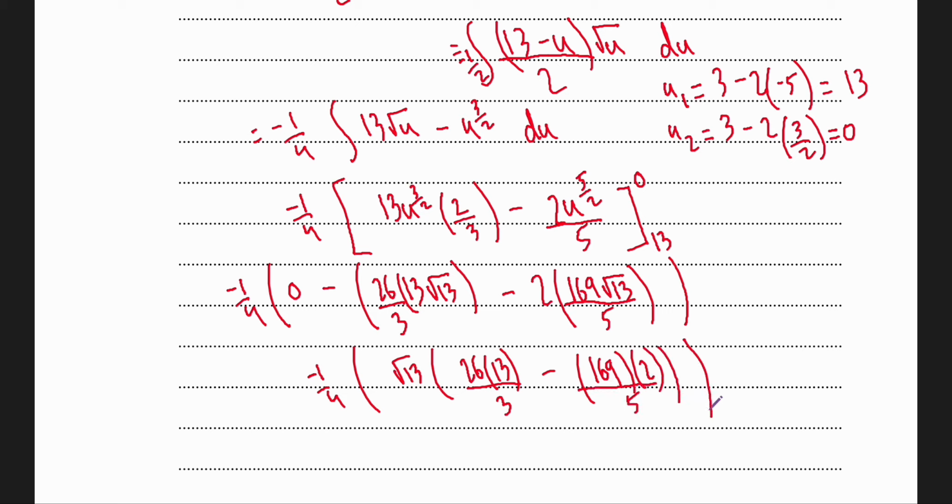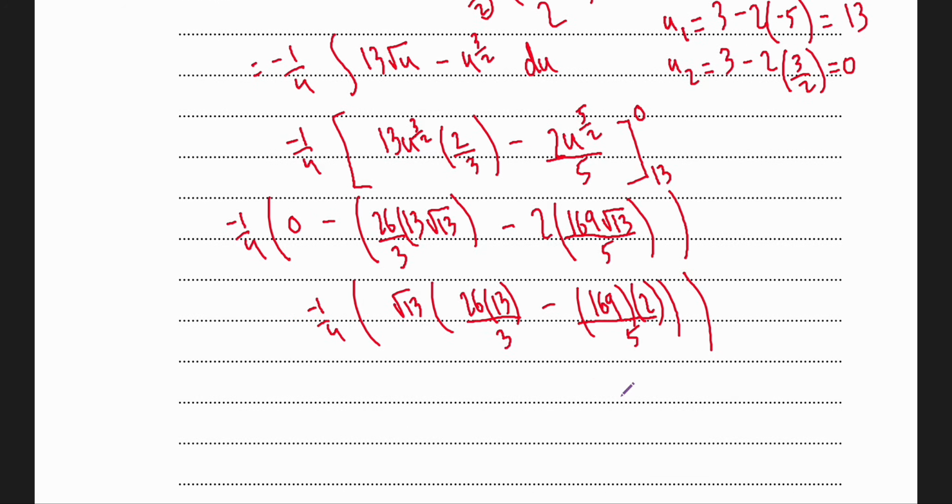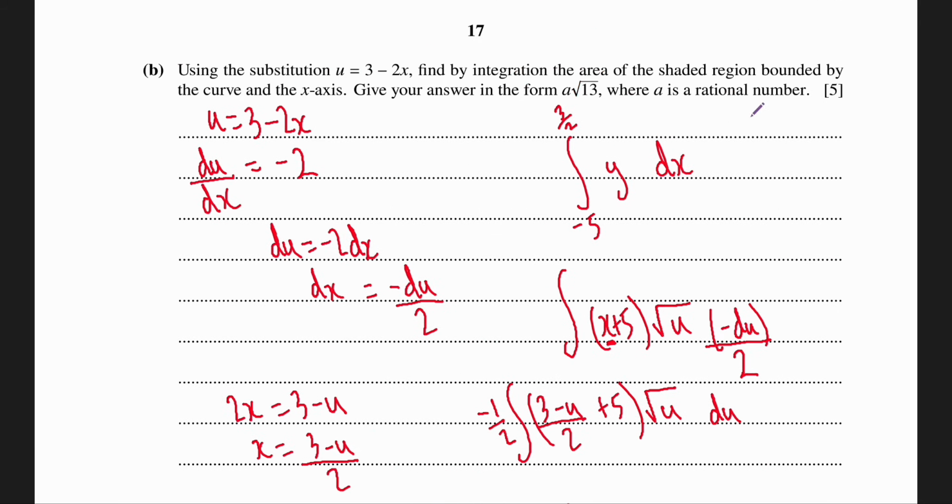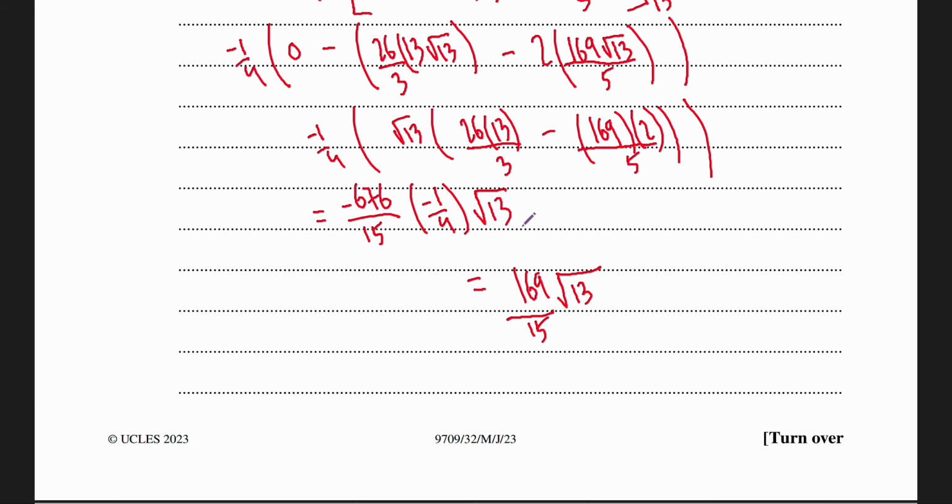Once you evaluate all of this, I'll just say the answer. You'll end up getting something like negative 676 over 15 times negative 1 over 4 square root 13. Once you simplify that, you'll end up getting 169 divided by 15 square root 13, which is in the form we want. We want it in the form a square root 13, where a is a rational number. So in this case, our a is equal to 169 divided by 15.